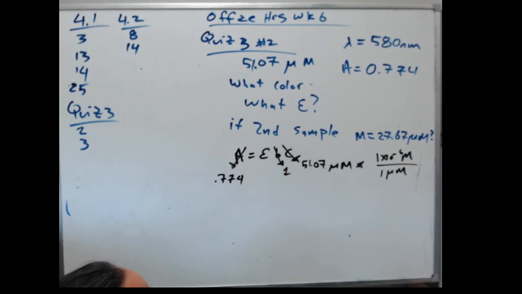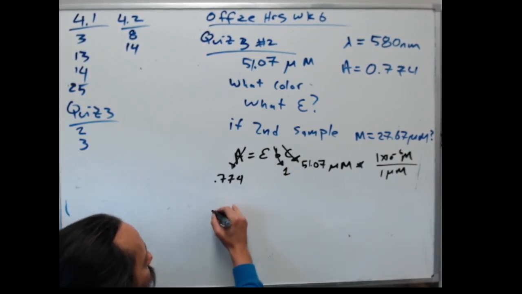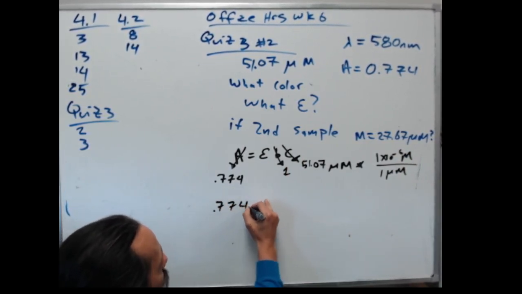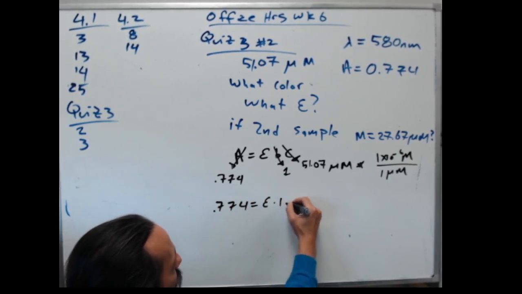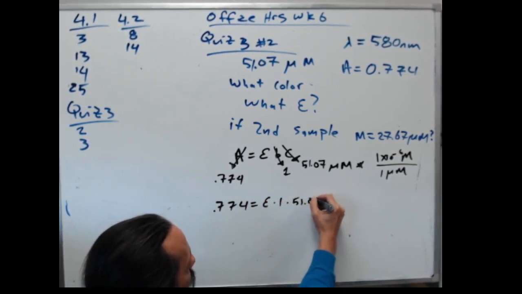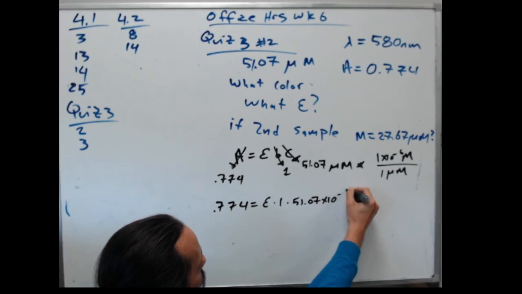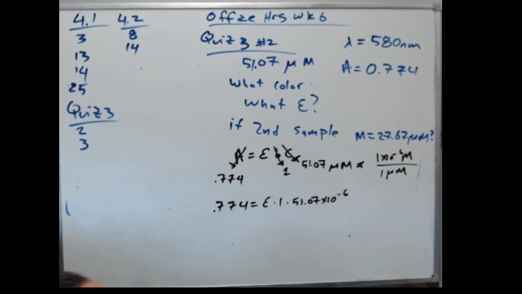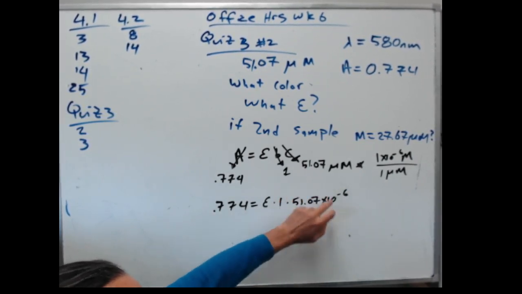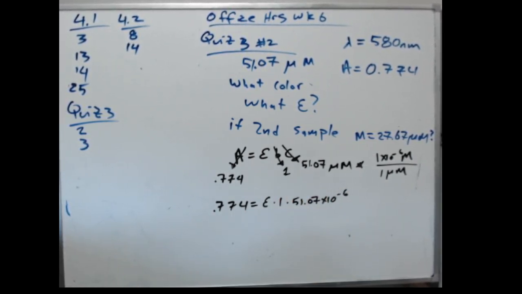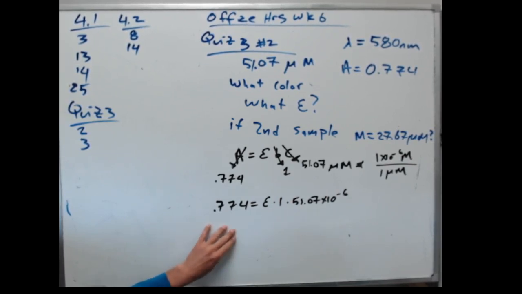And I'm going to do that conversion kind of a lazy way, so I've got 0.774 equals epsilon times 1 times 51.07 times 10 to the minus 6. Your calculator will make that like 5.1 times 10 to the minus 6 times 10 to the minus 5. But this way I like where I can still see the 51. So for solving for epsilon, we just divide over.